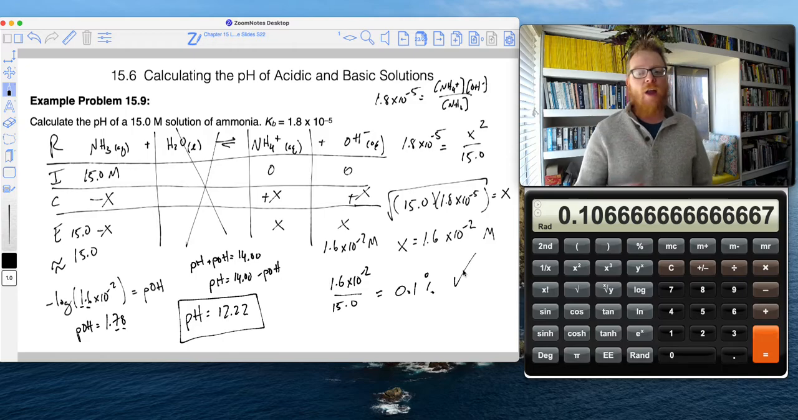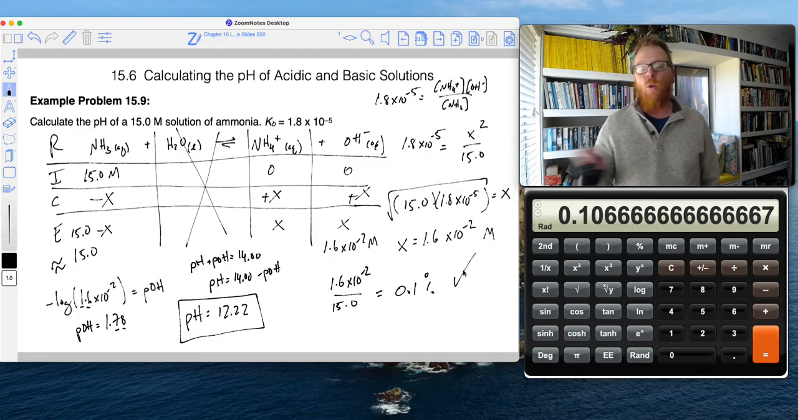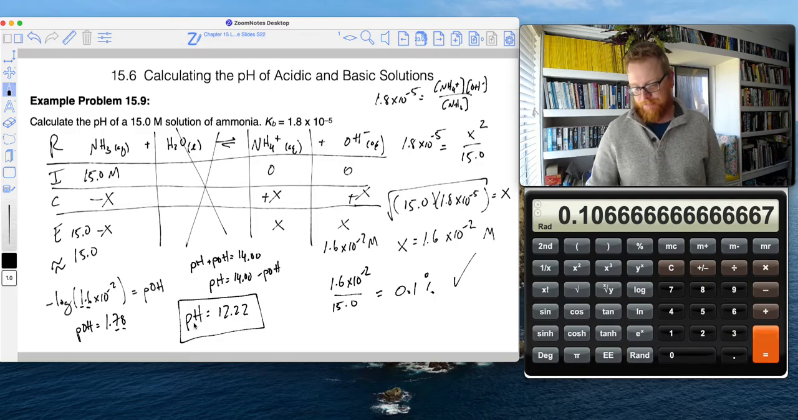Okay, folks? So not all that different from making weak acid pH calculations. We just have to remember that when we're doing this for a weak base, what we're really going after is the hydroxide concentration. And we have to convert that hydroxide into a pOH, which we can then convert into a pH.